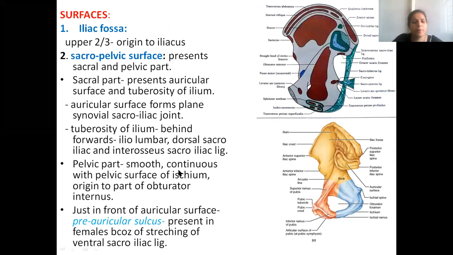The pelvic part is smooth. Below the auricular surface, whatever surface is there, it is quite smooth. That will be the pelvic surface, which is smooth and continuous with, if you just scroll your finger coming downwards like this, the pelvic surface of this tough thick bone, that is the ischium. The pelvic part is smooth, continuous with the pelvic surface of the ischium.